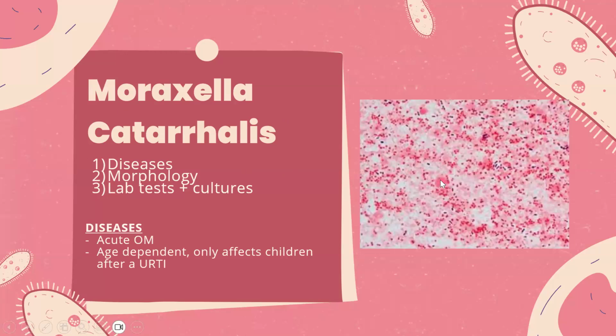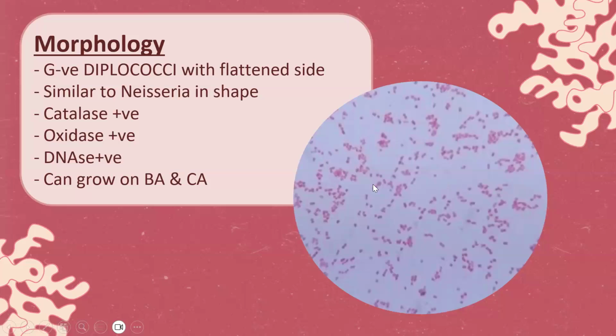Okay, so again, this is Moraxella catarrhalis, and it looks like Neisseria. The morphology is very similar to Neisseria, but obviously these are different species, so they have a difference. Where is the difference? We're going to discuss. So it's a gram-negative, it's a diplococci, and it looks like Neisseria in shape. It is catalase positive, it is oxidase positive, it is DNase positive, it can grow on blood and chocolate agar. So it's similar to Neisseria in most of the things except for DNase positive.